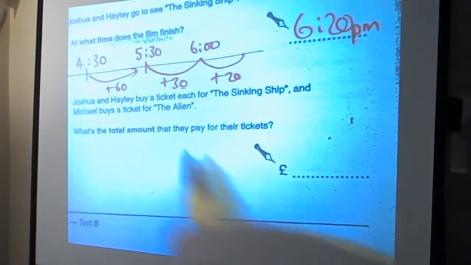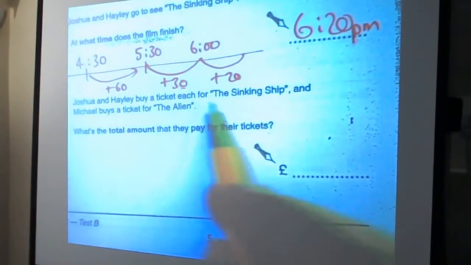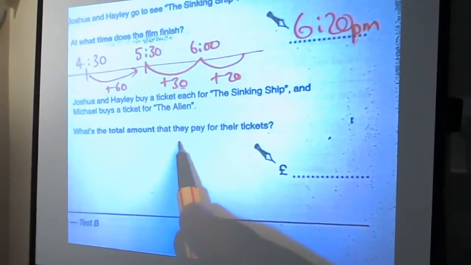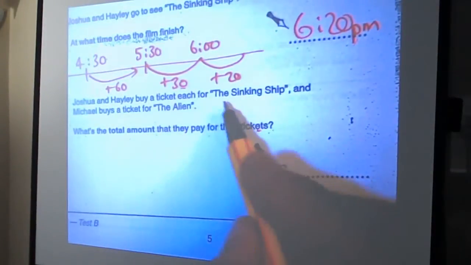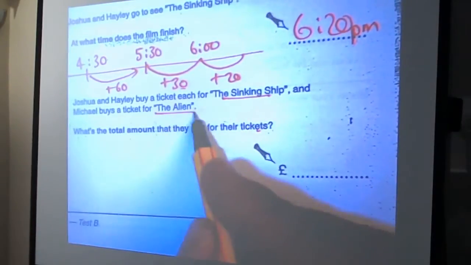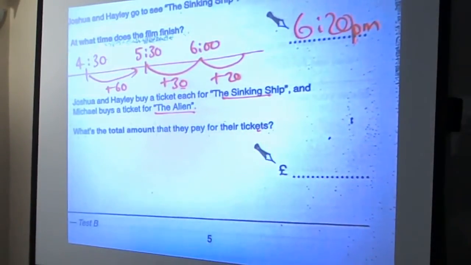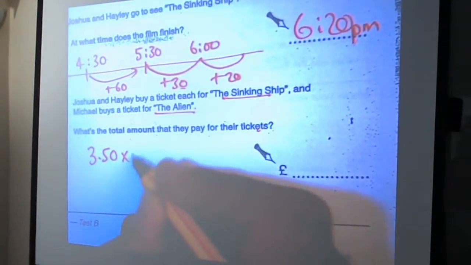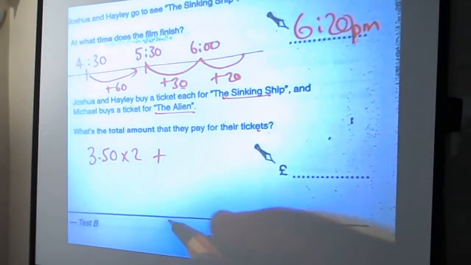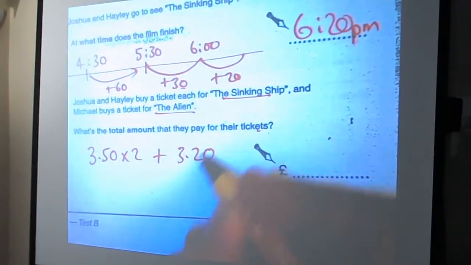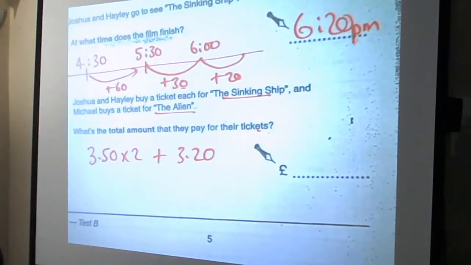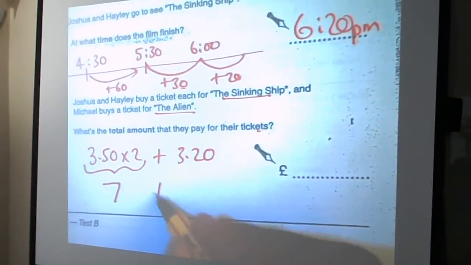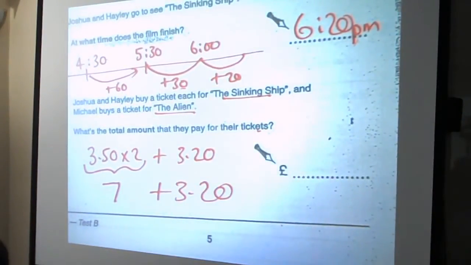So Joshua and Haley buy a ticket each for the sinking ship, and Michael buys a ticket for the alien. What's the total amount they pay for the tickets? It's going to be 2 lots of the sinking ship and 1 lot of the alien. So let's do this together. The sinking ship is going to be how much? £3.50 times 2, add the alien, which is £3.20. Do we need to use a calculator for this? No. £3.50 times 2 will give us a total of £7. £7 add £3.20 will give us?